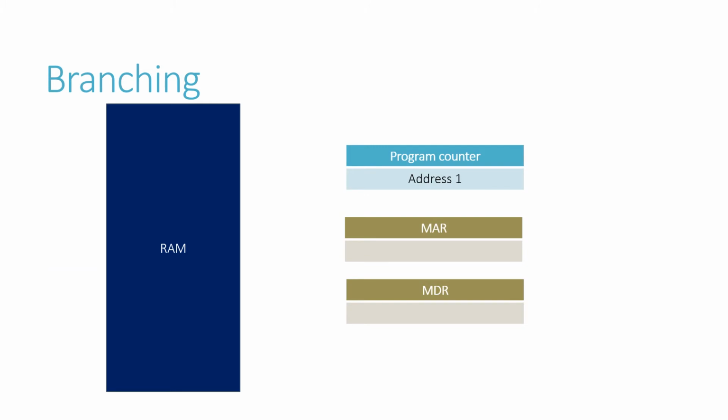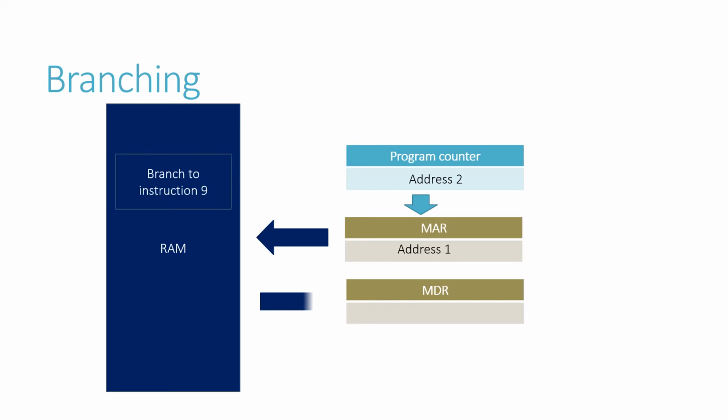So let's look at branching in action. In this example, the program counter is pointing to address 1. It sends that address to the MAR and increments to address 2, ready for the next instruction cycle. The MAR sends address 1 to RAM and fetches the instruction that's there. Let's say the instruction says branch to instruction 9. This instruction will overwrite the program counter so that the program counter jumps to address 9. This is an example of branching. The next cycle of the fetch execute cycle will execute the instruction at address 9 instead of address 2, for example, if there's been an if statement.